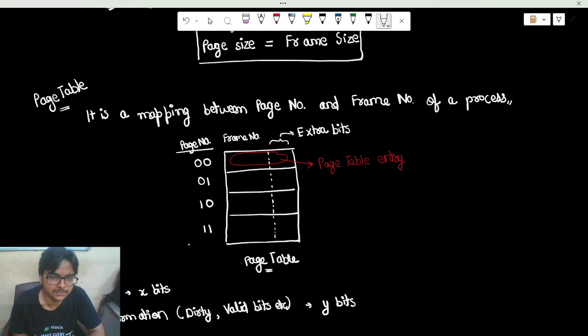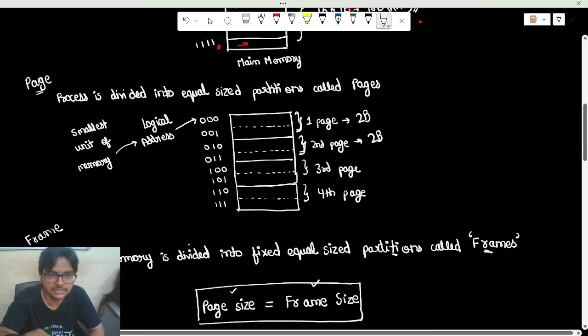Now there is a page table. As you can see, your process is divided into multiple pages: page 1, page 2, page 3, page 4. Now, in which frames are these particular pages stored?